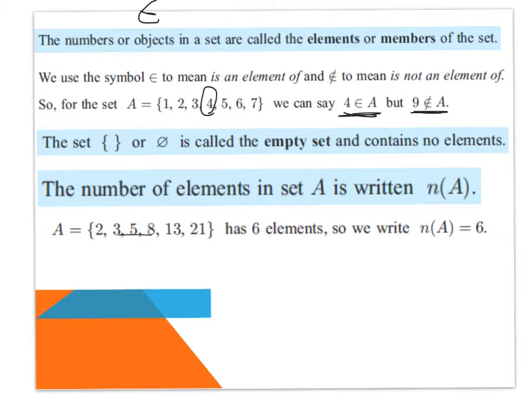The set represented by a set of brackets with nothing inside, or the 0 with a line through it, is called the empty set, and it has no elements in it. So if we have set A equal to 2, 3, 5, 8, 13, 21, it has 6 elements, and the number of elements in a set we write this way. That means the number of things in set A. So if we count the things in set A, there's 1, 2, 3, 4, 5, 6. So the number of elements in set A is equal to 6.